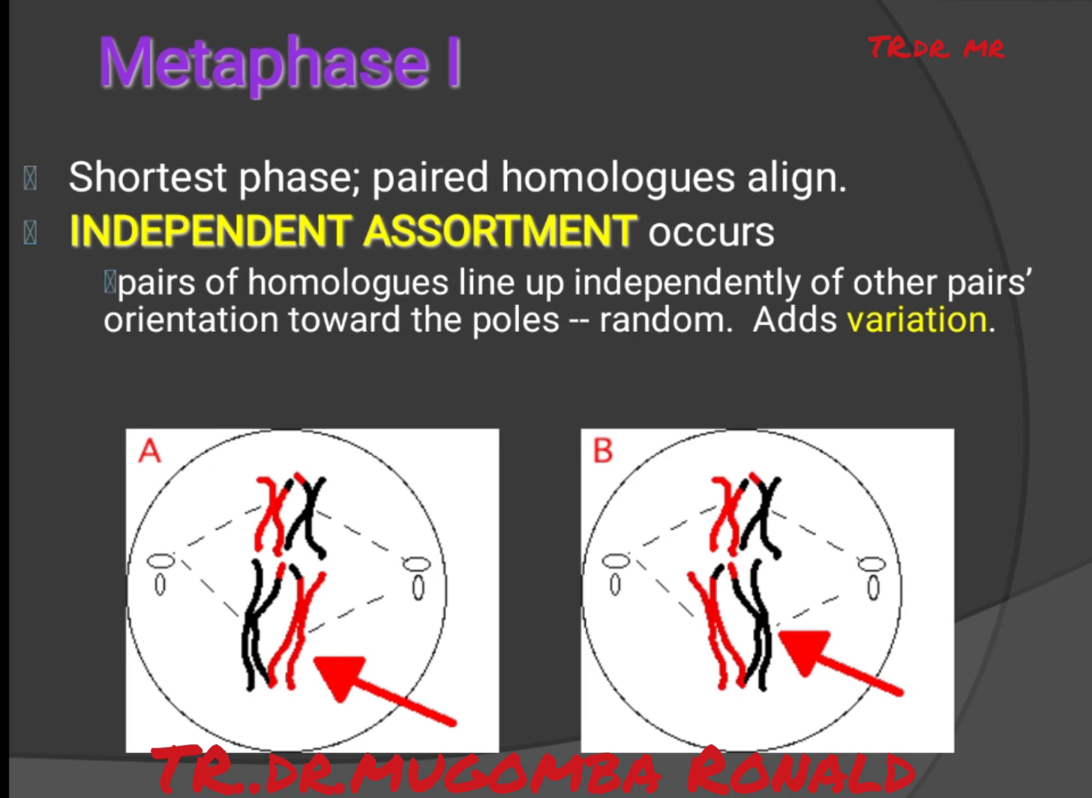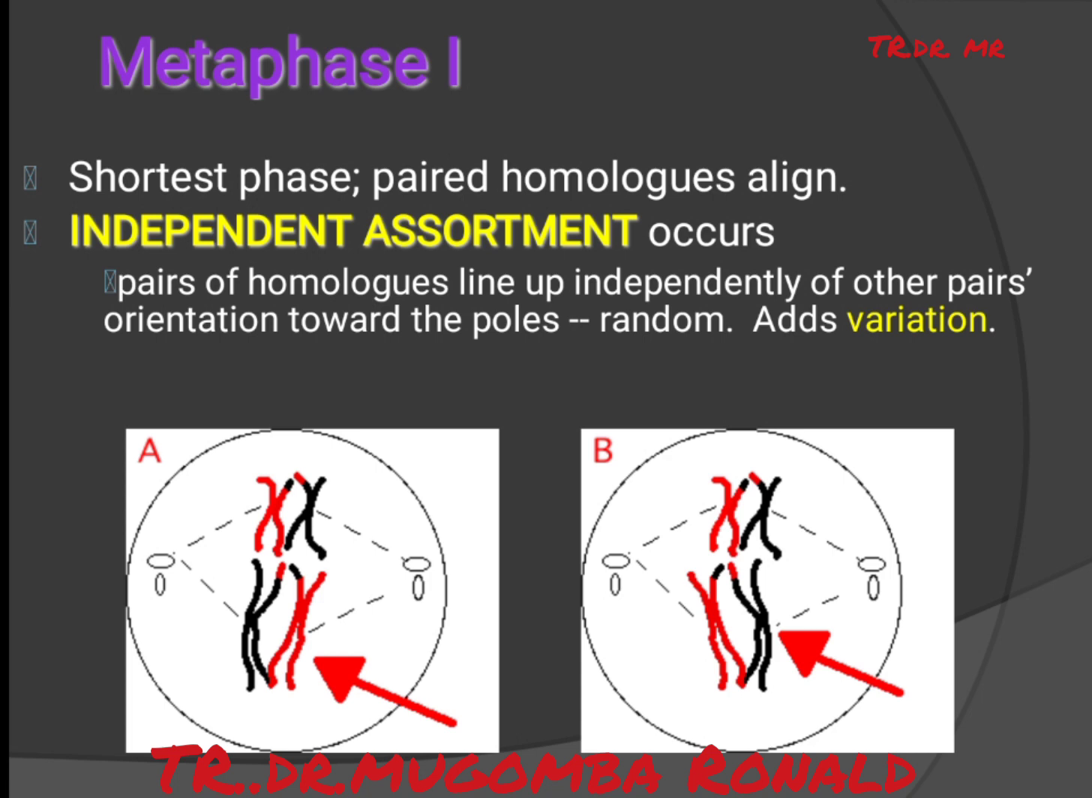When they are aligning themselves at the spindle equator, it is not the case that all the paternal chromosomes go to the left and the maternal go to the right. That is not happening like that. They organize themselves in an independent way. They reshuffle themselves. The maternal one for hair color might be on the left, and the maternal one for eye color might be on the right. So that is how they assort themselves, and that is a source of variations in nature.